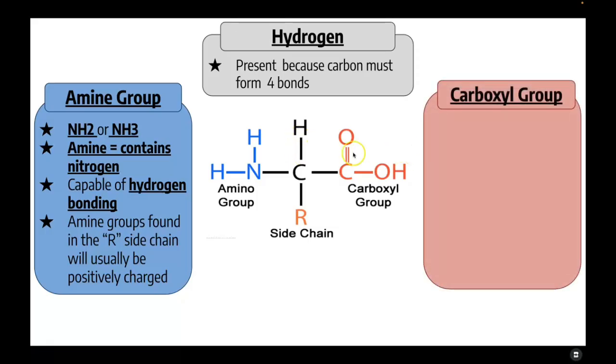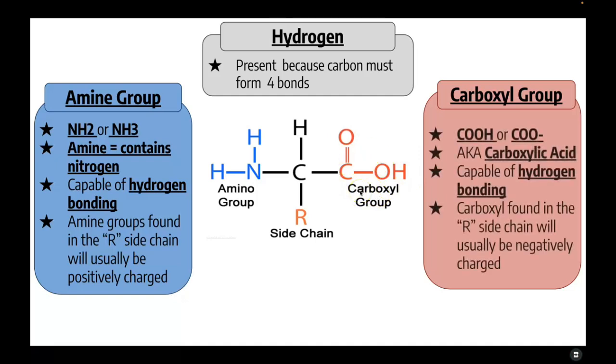We have our carboxyl group, which is right here. It could be COOH or COO negative. And so this is called a carboxylic acid. It's also capable of hydrogen bonding. And the carboxyl found in the R chain will usually be negatively charged. So this side is always positively charged, and this side is always negatively charged. Remember, this is the start, and this is the end.